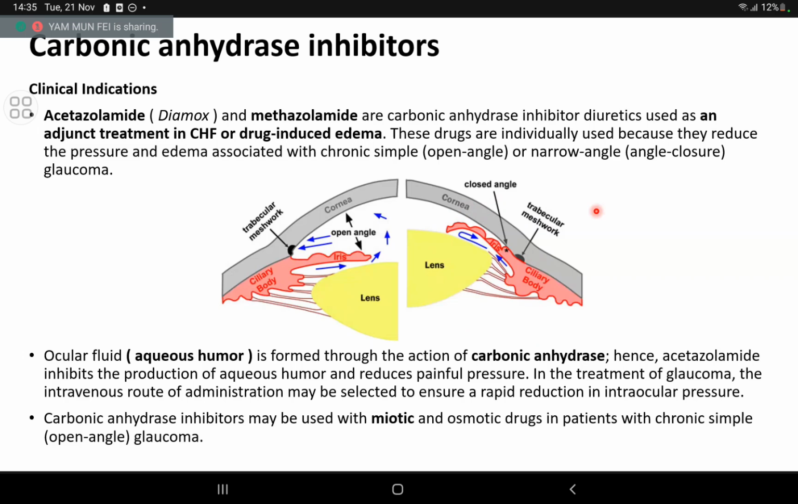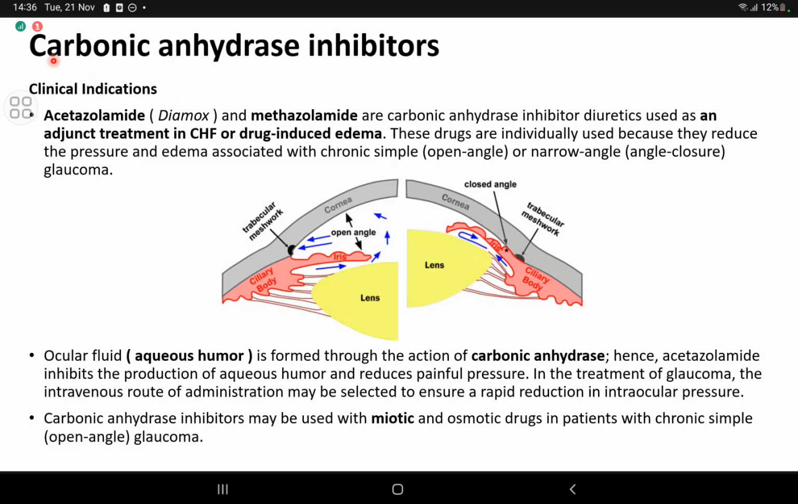That's why it can cause glaucoma. This condition we call closed angle glaucoma or narrow angle glaucoma. This is a normal one. Open angle refers to the iris: there is a space between your iris and cornea, and there is no blockage of your trabecular meshwork, so we consider it open angle. Narrow angle or closed angle refers to there being no space between your iris and cornea because of the structural defect.